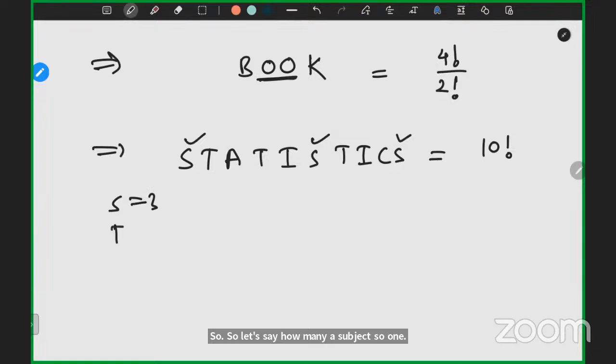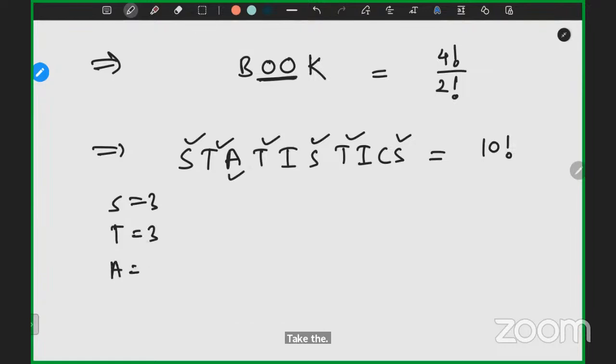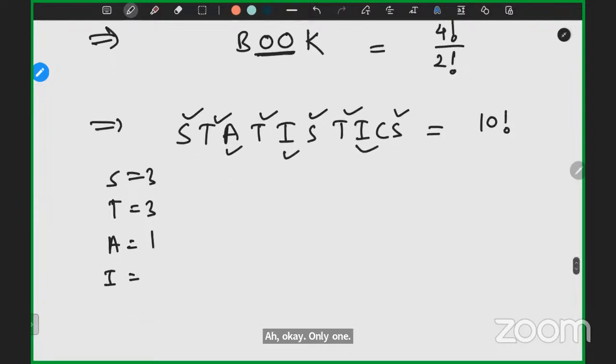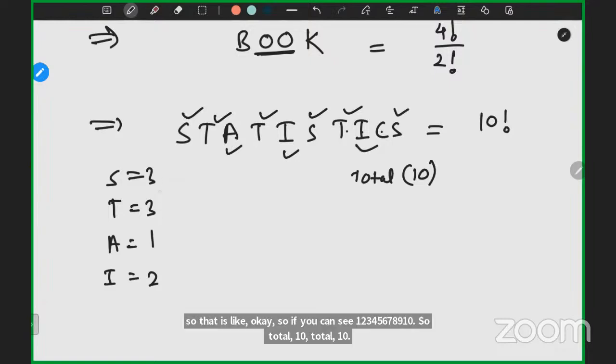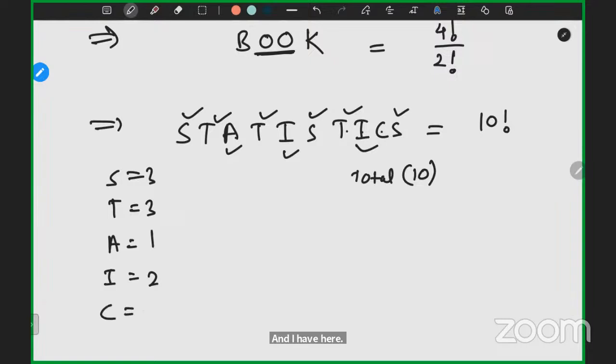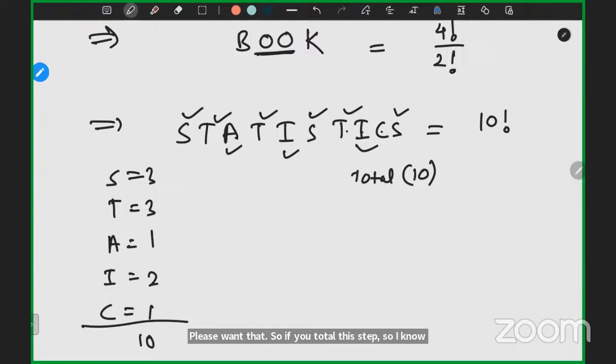Then T is 1, 2, 3. 3 T's are there. Then A is there, only 1. Then I have I, which is 1, 2. So that is 2. If you count 1, 2, 3, 4, 5, 6, 7, 8, 9, 10, total 10 alphabets are there. And I have 9 here, so what is missing? C is missing. Yes, C is 1 there. So if you total, this is 10. So I know that I have counted everything here.